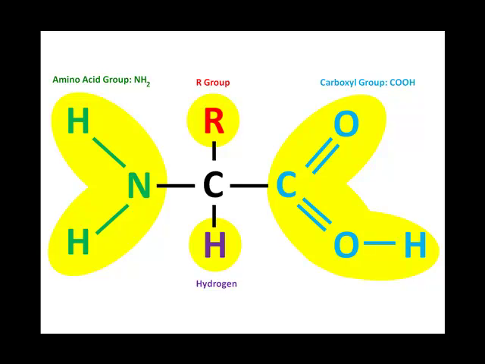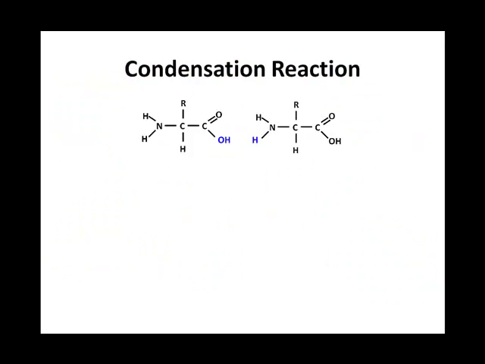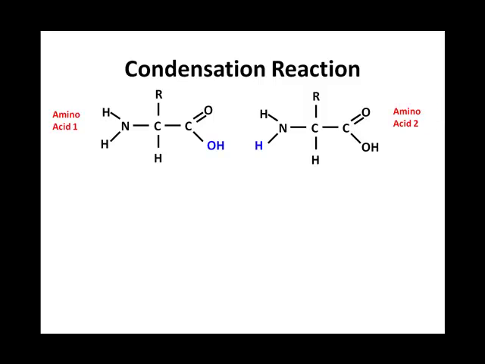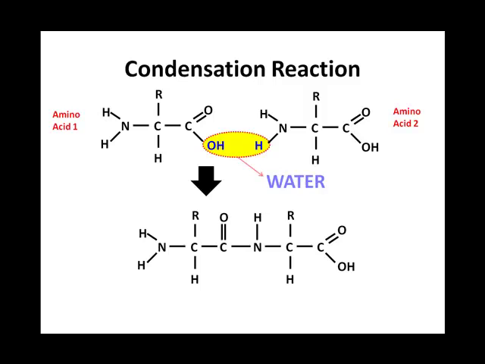So how do amino acids join together? It happens through a condensation reaction, where a hydrogen atom from one amino acid and one oxygen atom and one hydrogen atom from another amino acid join together to form a water molecule. The bond formed is called a peptide bond.